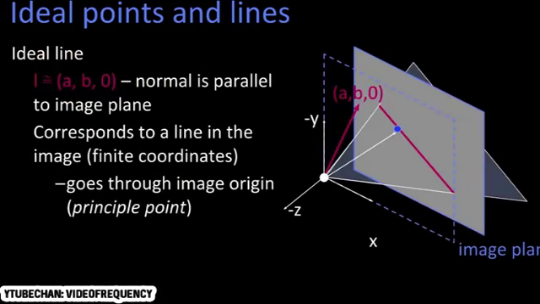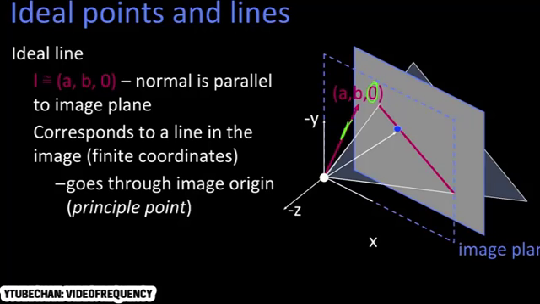Well, what about a line where the normal that defines the plane is parallel to the image plane? And that's shown here. It's a little difficult to see, but here's our normal right here. And you'll notice it has a z value of 0. Okay, so it's parallel to the image plane.